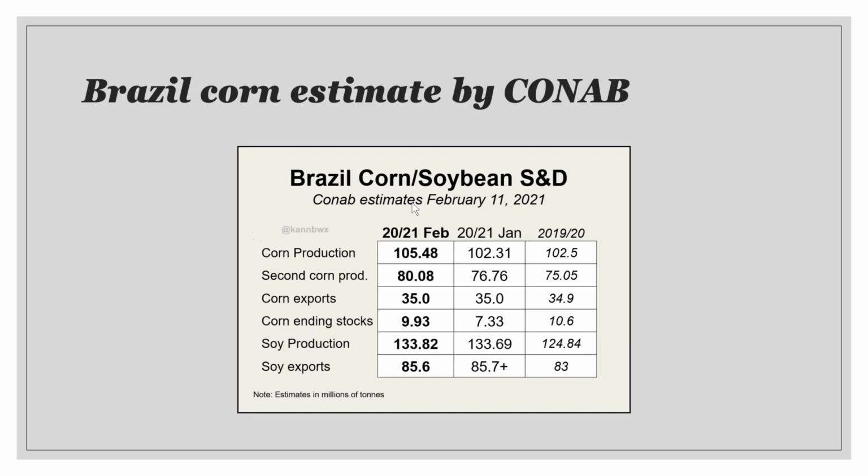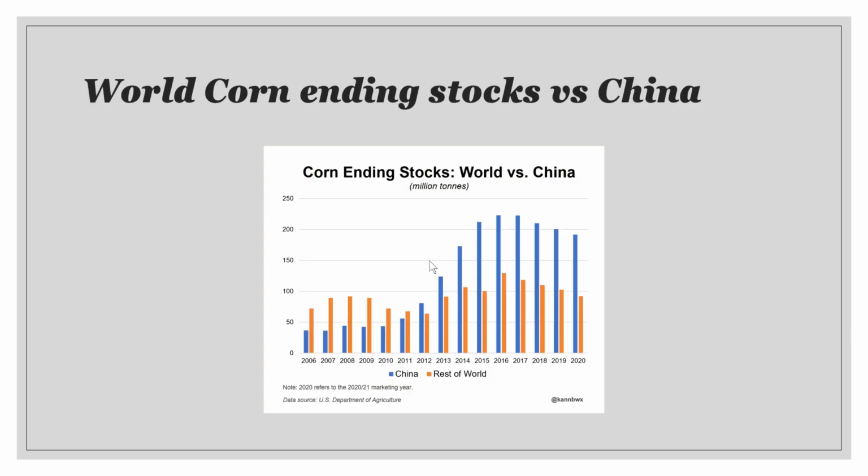This is from CONAB, and this was a February estimate. They actually have a lower number for the second crop production, at 105.48 million tons, versus USDA. So in the upcoming USDA report, there's a potential for USDA to lower the Argentine and Brazilian crop production, which they have not done in the past two reports. So again, it could bring a little bit of change to the market trend.